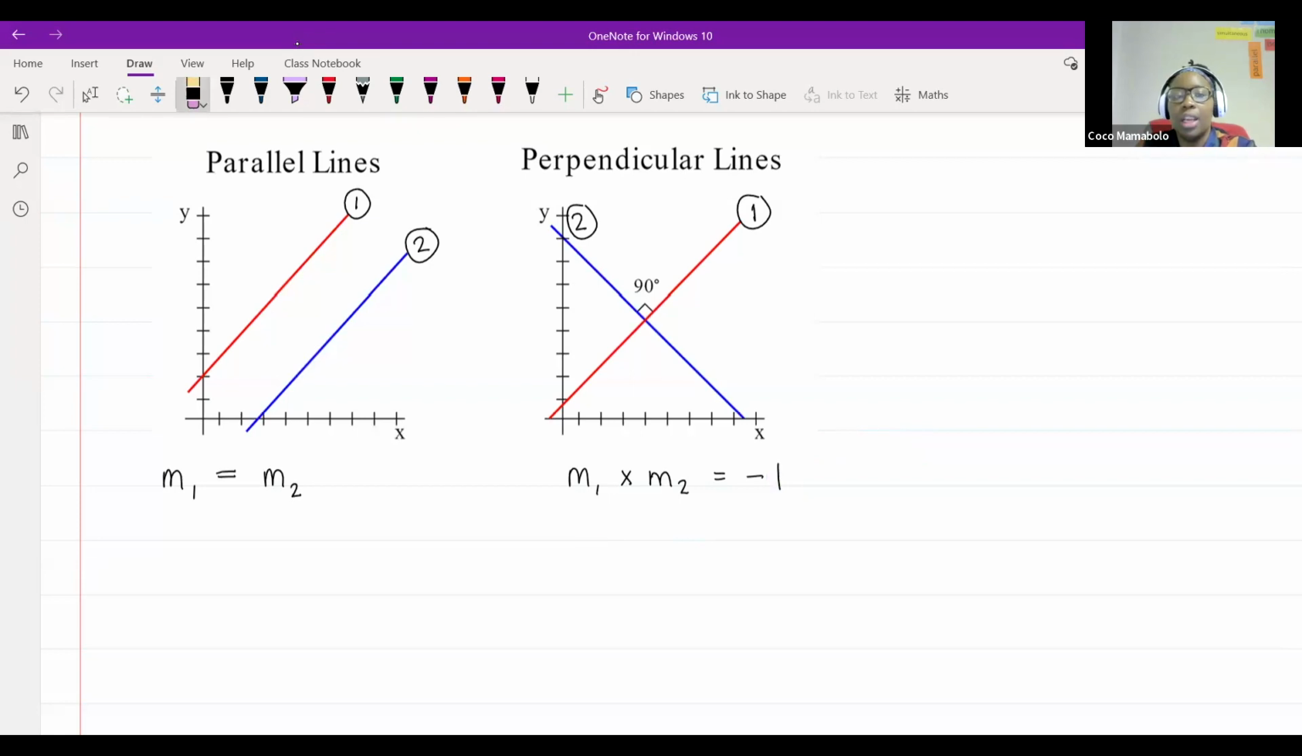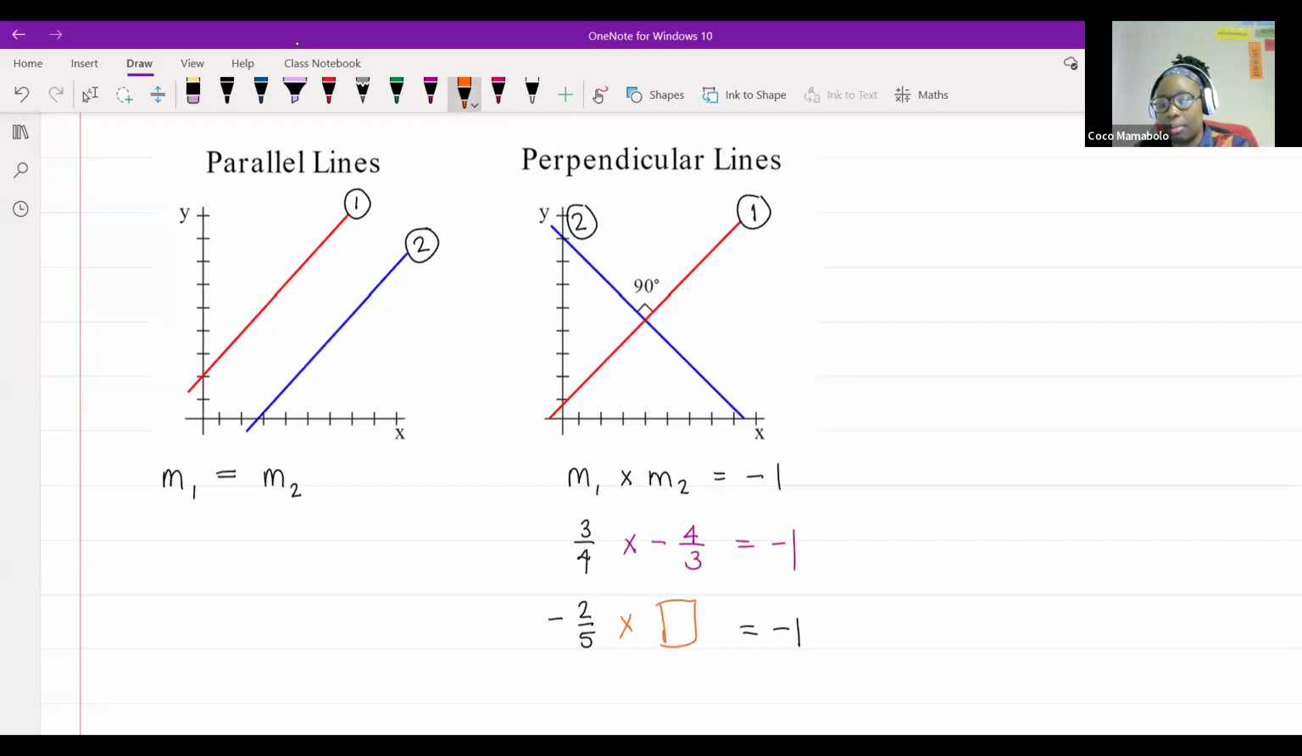So if I tell you that the first gradient is 3 over 4, then I know that I need to multiply this gradient by negative 4 over 3 to get to negative 1. Right? So let me ask you guys, if I have negative 2 over 5 as my first gradient, and I know that the two lines that I'm working with are perpendicular, I know that their gradients must equal negative 1. What is going to be the value of the second gradient? If the first one is negative 2 over 5, the next one is going to be?